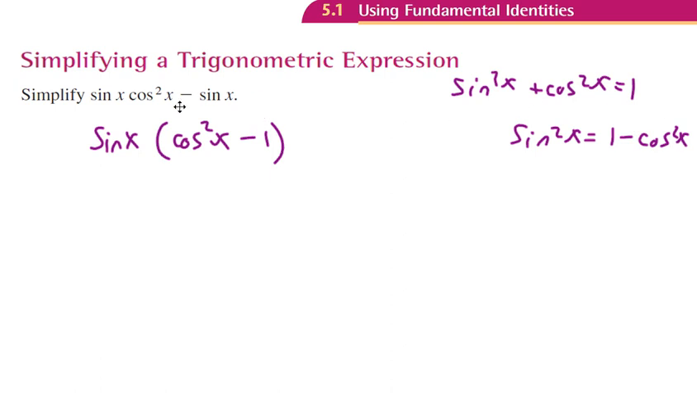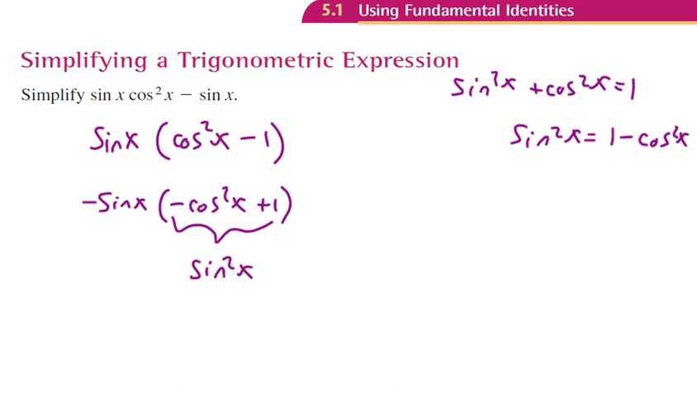However, what if I factored out a negative 1 out of this? Meaning instead of this being a sine of x, I made this negative sine of x, which will make this a negative cosine squared of x, and we'll make that a positive 1. Well, check this out. Look, positive 1, positive 1, negative cosine squared of x, negative cosine squared of x. So really, this whole thing right here is just sine squared of x.